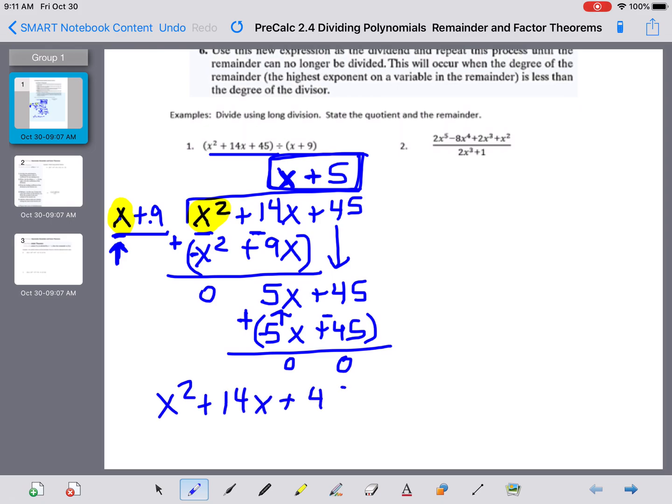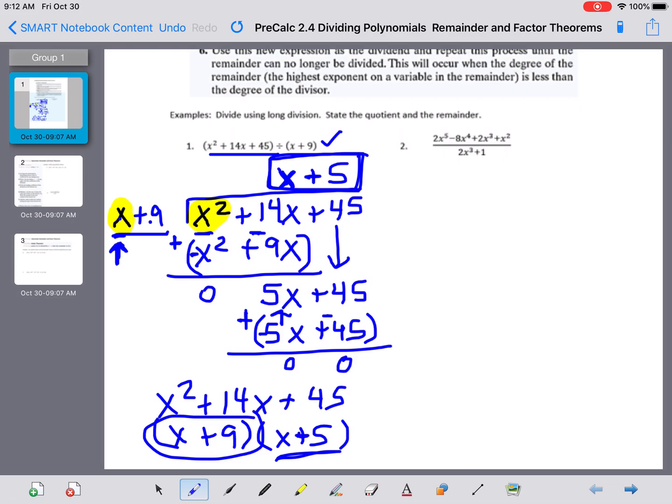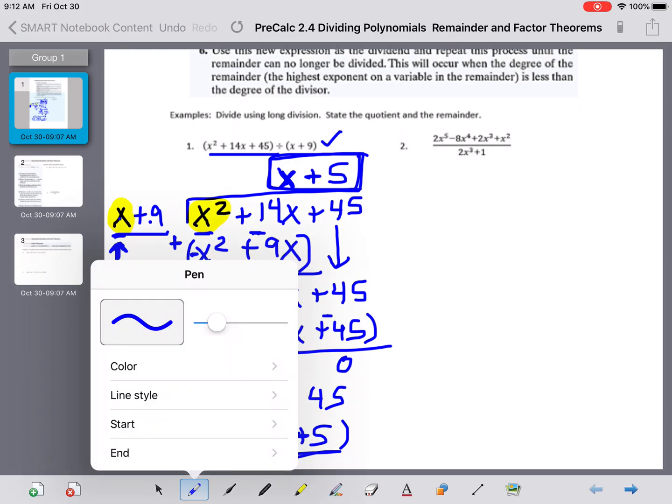If you think about this, it factors to factors of 45 that add to make 14, that'd be 9 and 5, right? Both are plus. So if I divide by this one, which is what this problem said, then I should get this one left over as my answer. So algebraically, it's making some sense here what we're getting when we divide.